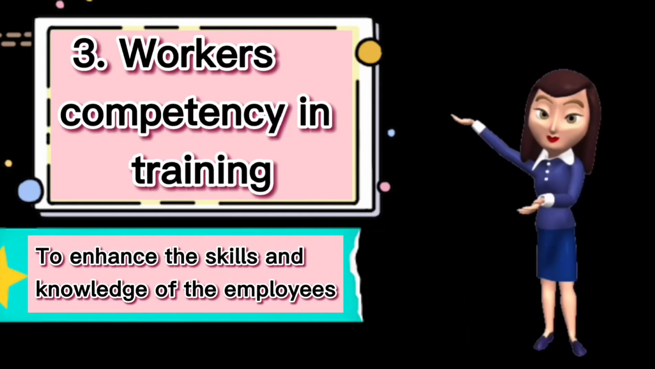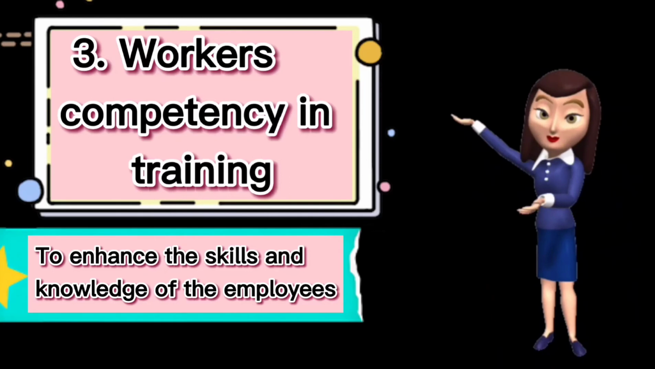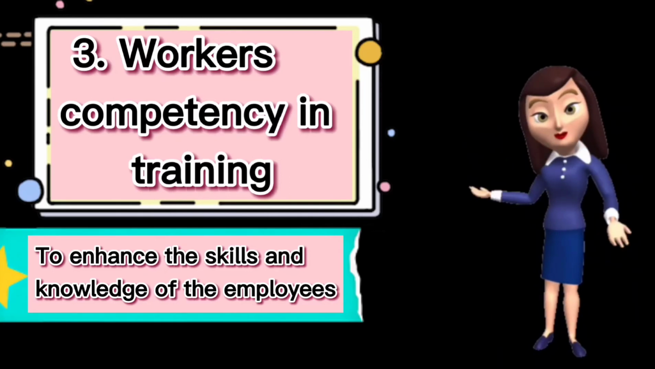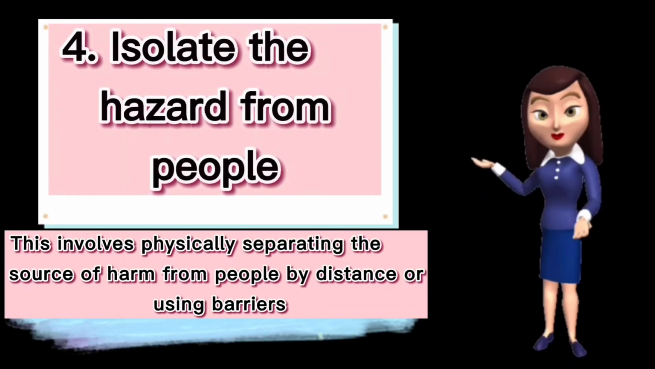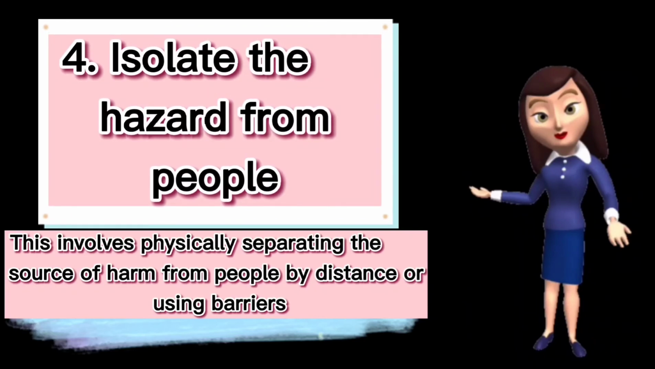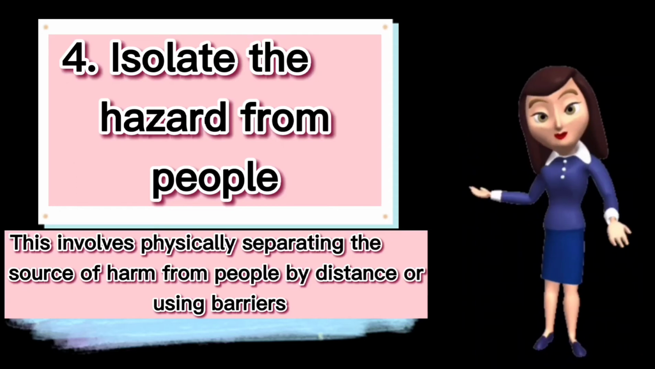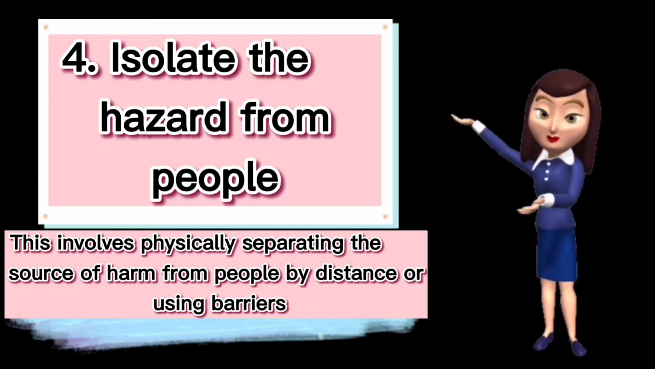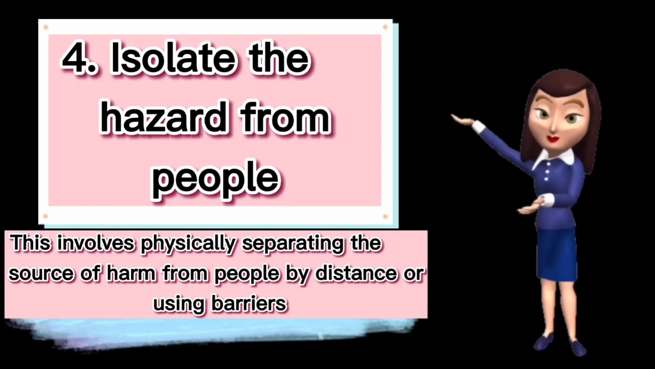Number 3, workers' competency and training, to enhance the skills and knowledge of the employees. It is important in the hospitality industry because it ensures that the organization meets its set goals without any hindrance. Number 4 is isolate the hazard from people. This involves physically separating the source of harm from people by distance or using barriers. For example, introducing a strict work area using guardrails around exposed edges and holes in the floors. Another example, storing chemicals in a fume cabinet.